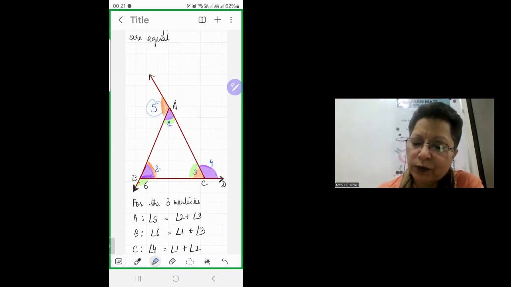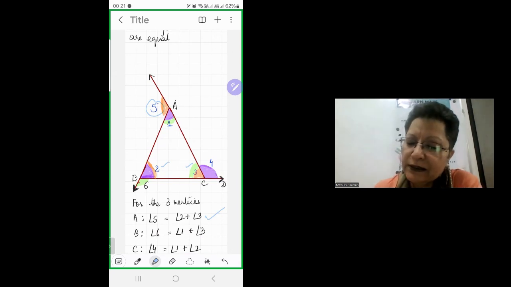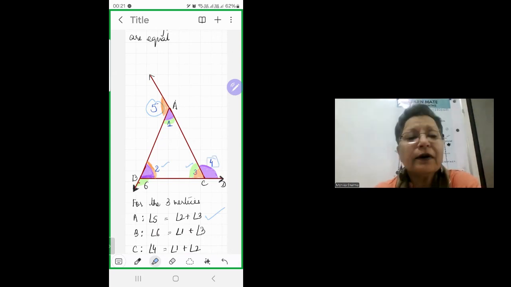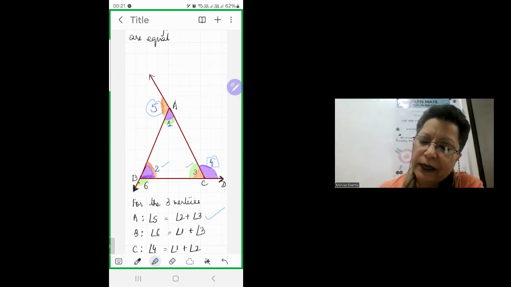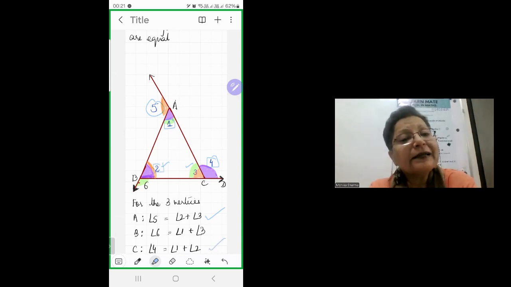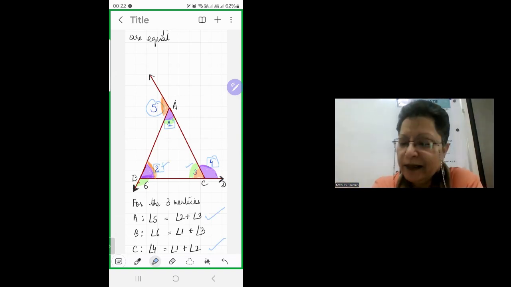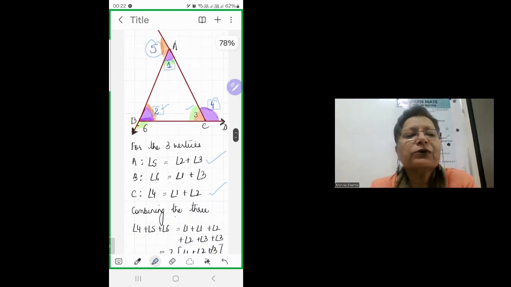5 is going to be the sum of 2 and 3, which I have put here. 4 then is going to be the sum of the opposite ones, so that's 1 and 2, which I have put here. And then I have 6, which is the exterior angle at B. It's going to be equal to the opposite ones, that's 1 and 3. So I've got 5 equal to 2 plus 3, 6 equal to 1 plus 3, and 4 equal to 1 plus 2.